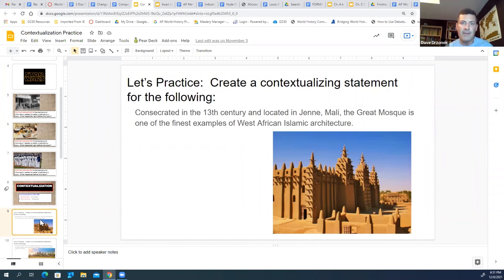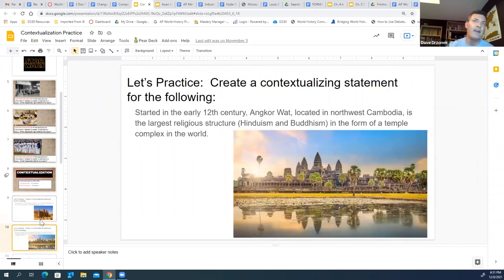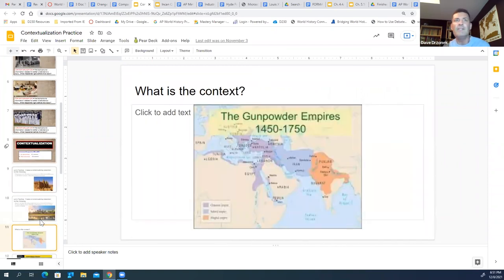And instead of just talking about context, you show them several examples, and eventually they're going to say, aha, I think I can get it. Some more: Angkor Wat, why there's a Hindu and Buddhist temple in Southeast Asia, the Indian Ocean, getting the kids to understand the trade that went on there. And then you just do these with all types of things. Gunpowder empires. What's the backstory? What's relevant? What do we need to know?